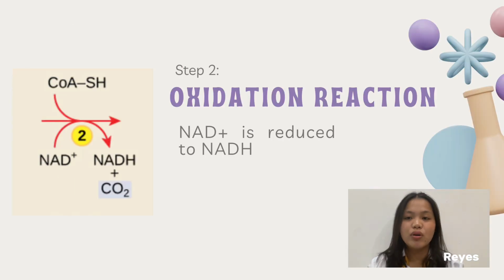In step 2, NAD+ is reduced to NADH. The hydroxyethyl group is oxidized to an acetyl group, and the electrons are picked up by NAD+, forming NADH. The high-energy electrons from NADH will be used later to generate ATP.